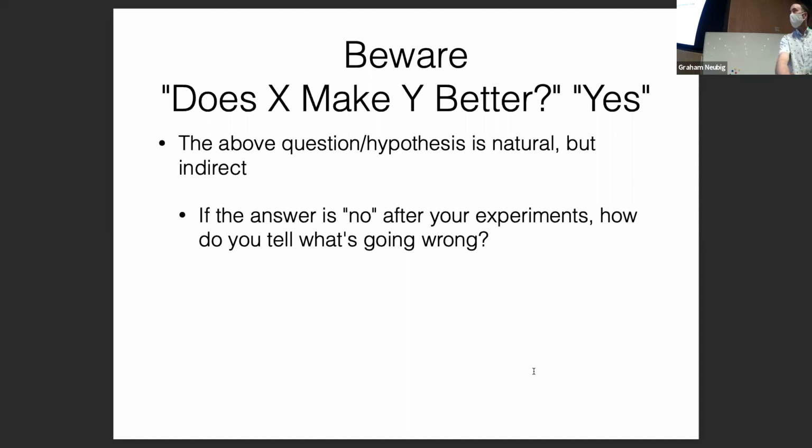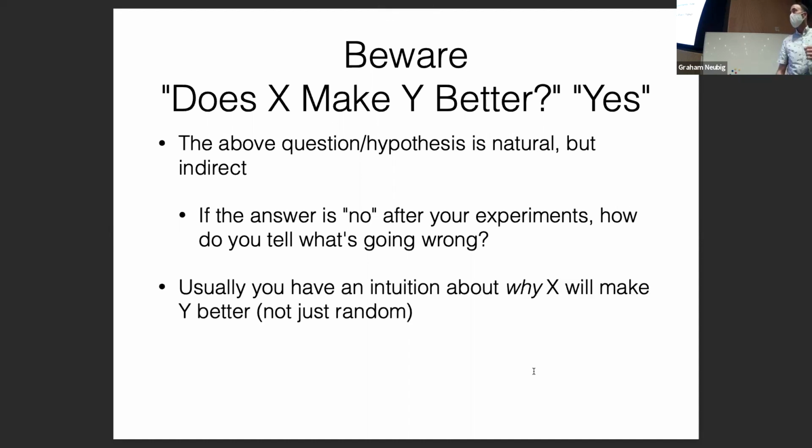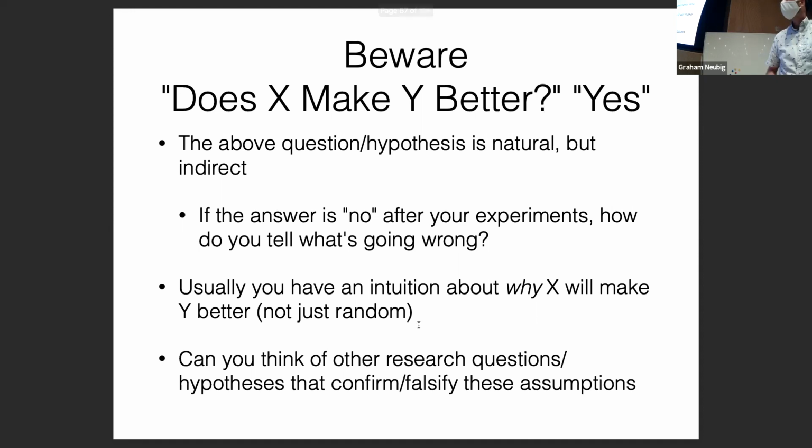And if you think about it, usually you have an intuition about why the answer is yes, right? You're not just doing a random search over the space of various different model architectures or training methods that you could be using. If you are, then neural architecture search and other computers are coming for your jobs. So I'd like you to use a little bit more intuition than that. So because you have an intuition about why X will make Y better, can you think of any other research questions or hypotheses that are in your reasoning chain for why X would make Y better?